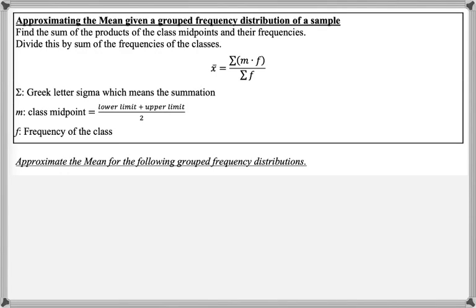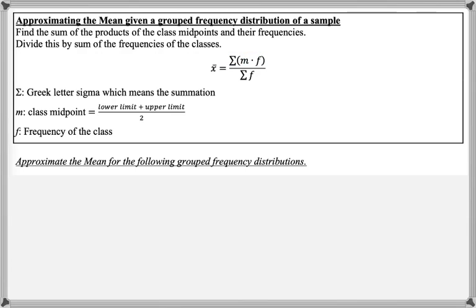Next, we are approximating the mean given a grouped frequency distribution of a sample. So we want to find the sum of the products of the class midpoints and their frequencies, and then divide this by the sum of the frequencies of the classes. So x bar is equal to sigma mf.